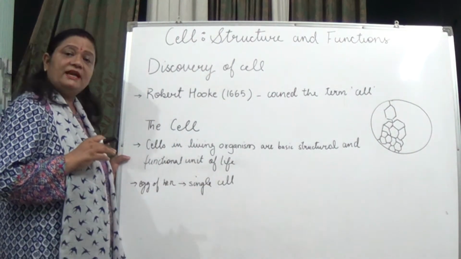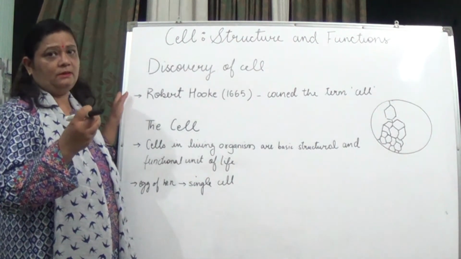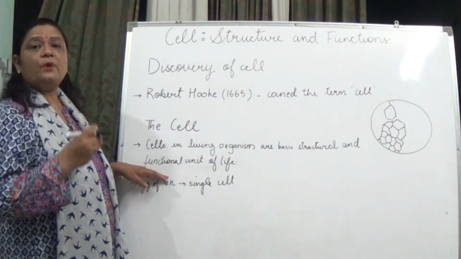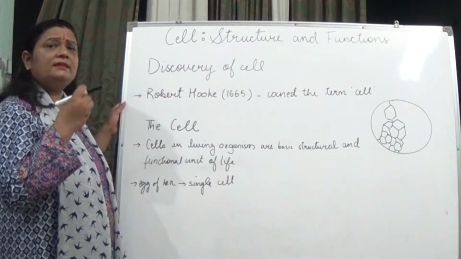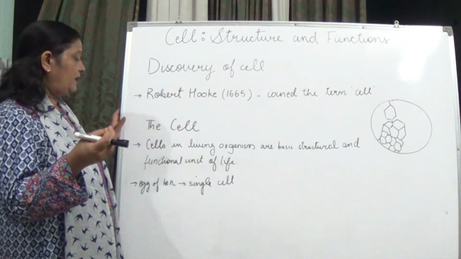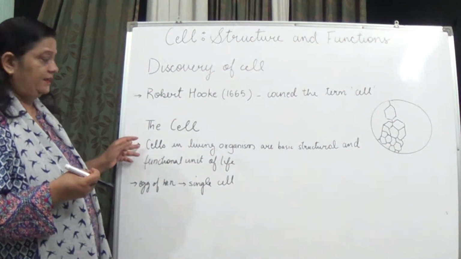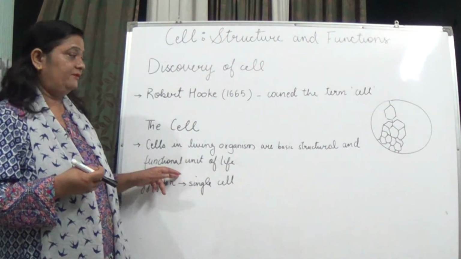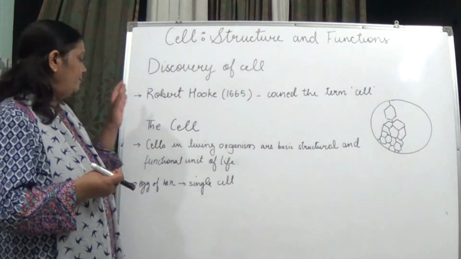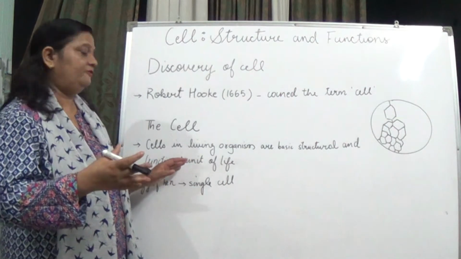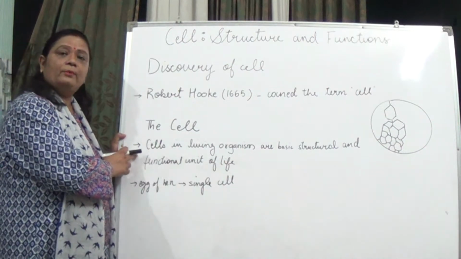Why do we say functional unit? Because the structures present in the cell are responsible for different functions like growth, metabolism, and other functions of life like reproduction. All these are carried out with the help of the cell. So it is the functional unit of life, structural and functional. All the life processes continue to take place with the help of cells.